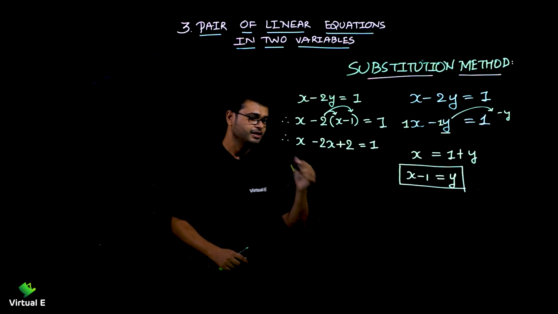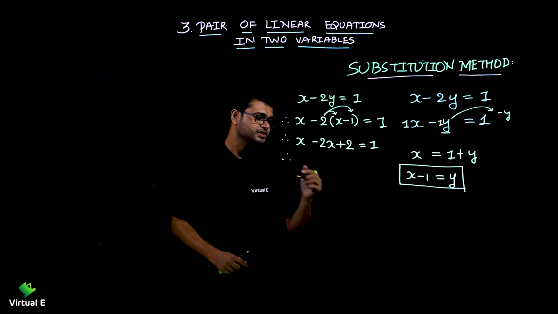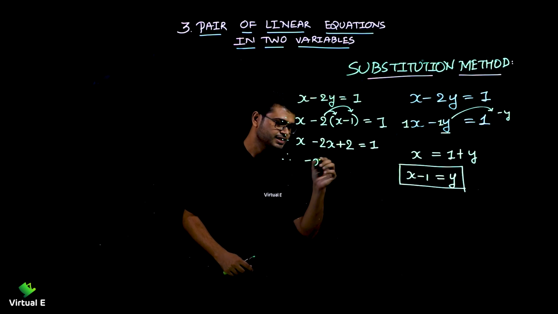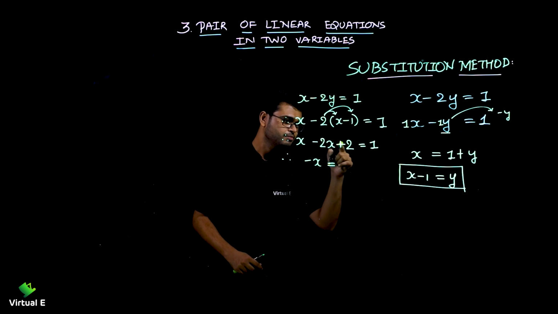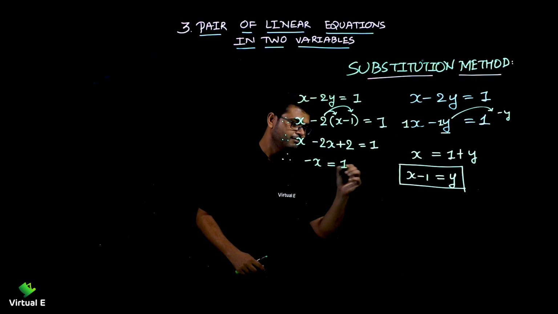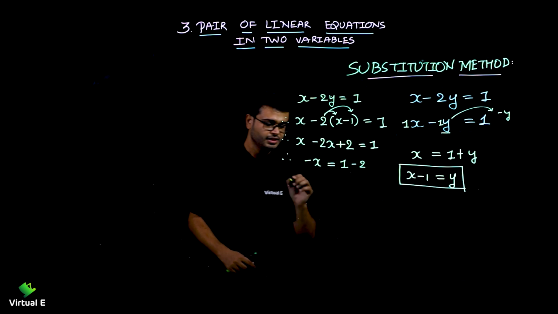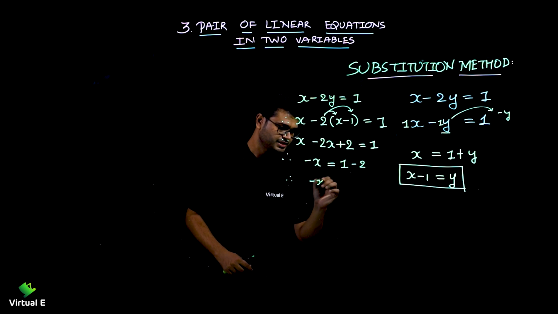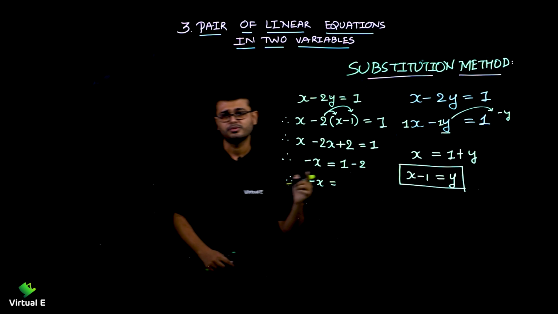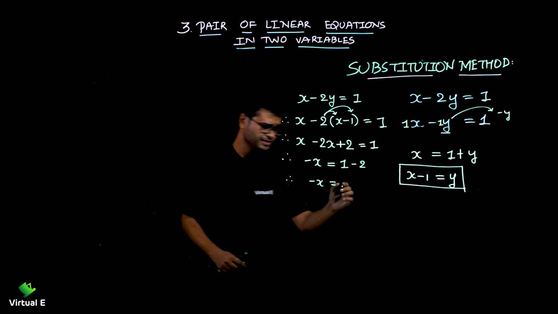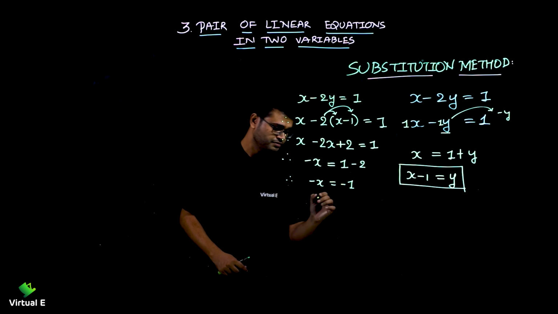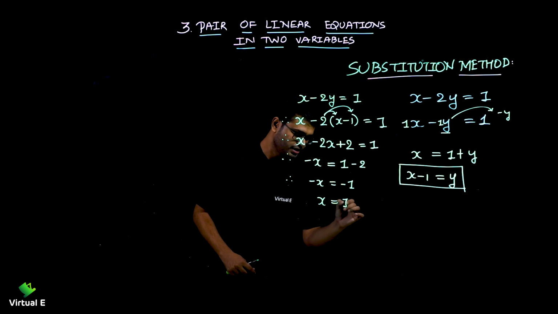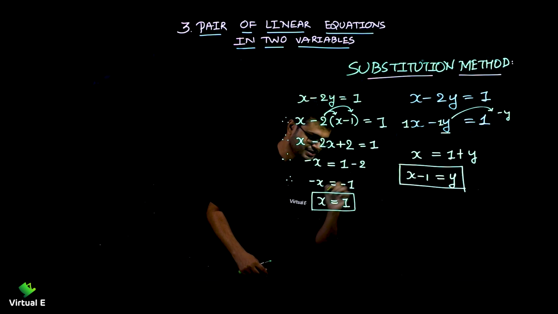So let's solve it. x minus 2x you are going to have as minus x. This plus 2 I am going to shift to that side. So plus 2 will become minus 2. So minus x is equal to 1 minus 2. We are going to get minus 1. There are two negatives, that will make positive. So x is equal to 1. So this is my solution for x.